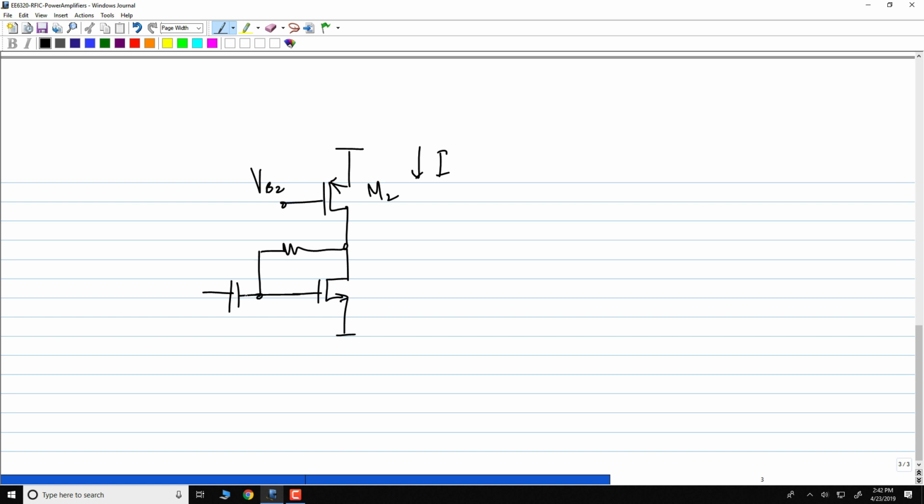For example, I could do this, a very large resistor. Okay. Can I do this? Of course I can. And because this is RF, I could also do this. I could also use a large inductor. Correct? I could do that.